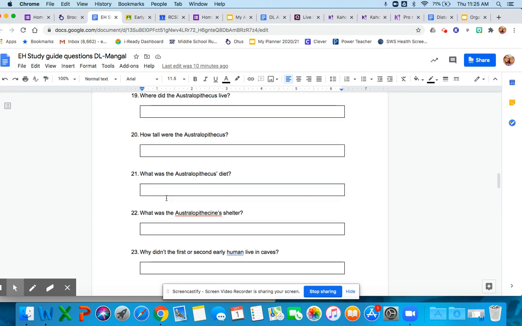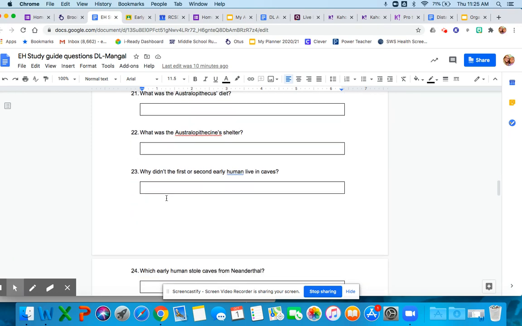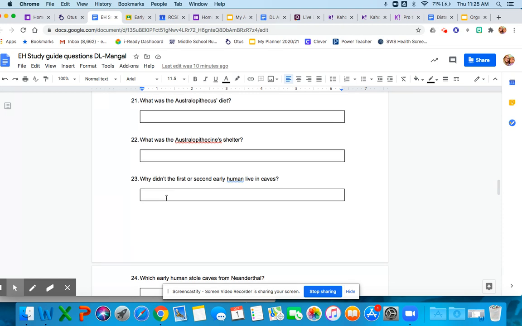Number 21, the Australopithecines' diet consisted mainly of plants, fruits, nuts, vegetables. They ate a vegan diet, okay? However, when they could, which was not often, they would scavenge, because back then, in order to survive, they had to. So that would be if maybe a big predator killed an animal and ate it, they would eat whatever was left after that animal ate it. So they would scavenge when they needed to.